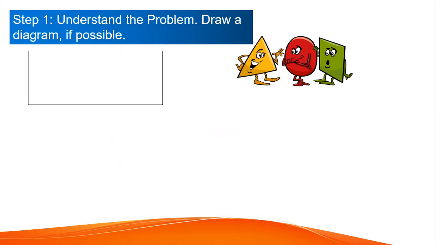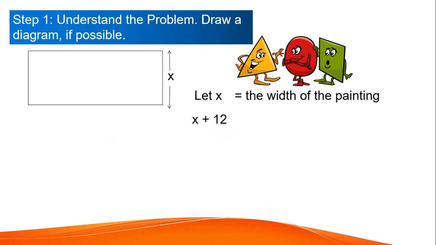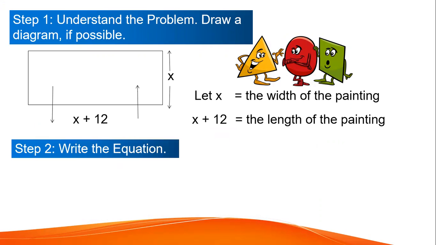So we have step one, understand the problem, then draw a diagram if possible. We have a diagram and we have a rectangle. Let x be the width of the painting. x plus 12 will be the length of the painting.